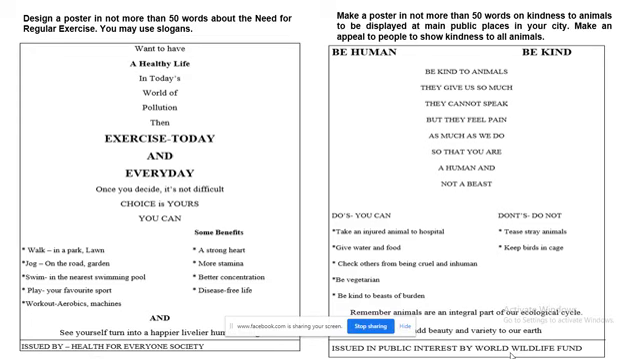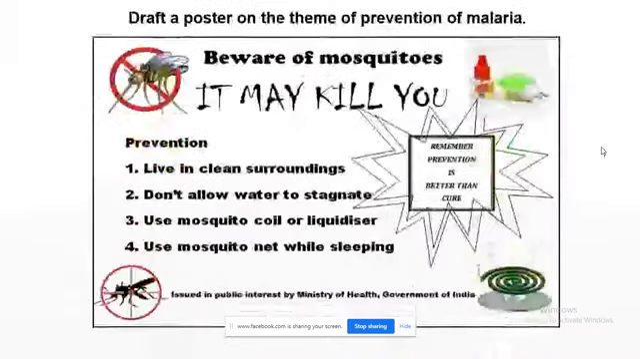Clear? So you are seeing these examples that you are expected to make the posters like this. I'm not going to read it. You may see it. Poster on malaria. Even if you can't draw such a fancy mosquito, a very simple one may do. But yes, you can do it. Right? So beware of mosquitoes, it may kill you. Prevention, what to do, issued by, with some design.